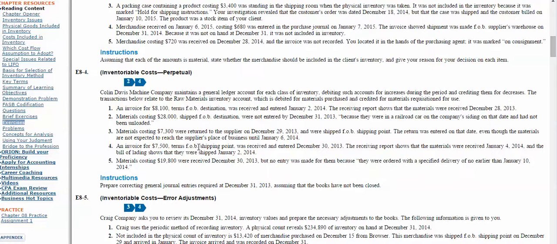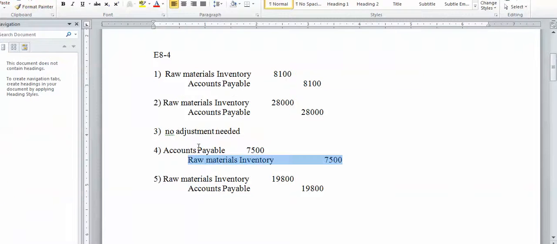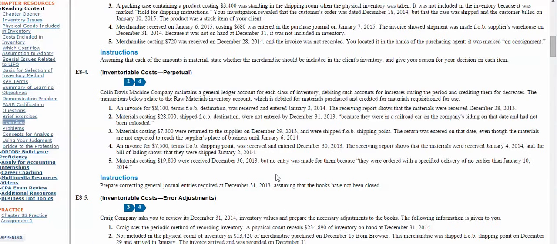Materials costing $19,008 were received December 30th. No entry was made for them because they were ordered with a specific delivery no earlier than January 10th. So there was a note saying, do not deliver these until the 10th of January. But they weren't. They were received on December 30th. Well, either somebody dropped the ball or they were trying to play some kind of game with this note. Who knows? But the point is, it was received on December 30th, so it goes in the books. So we're going to include that in the books. So there you go. There's all 5 of them right there.